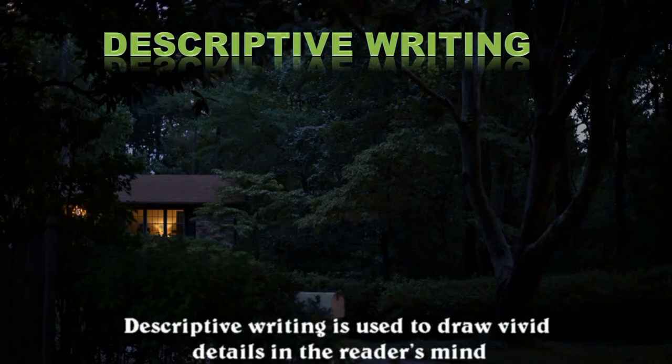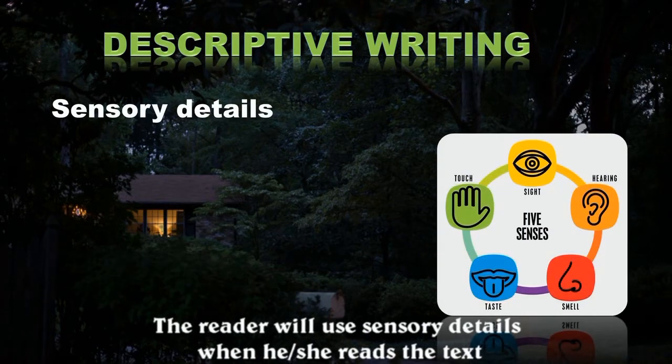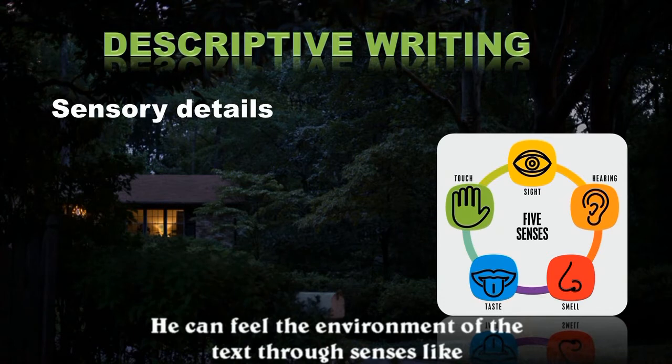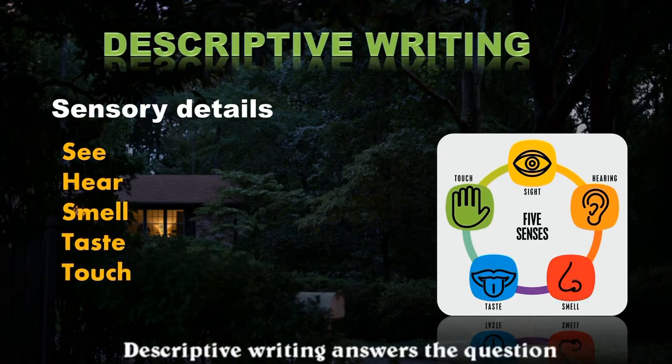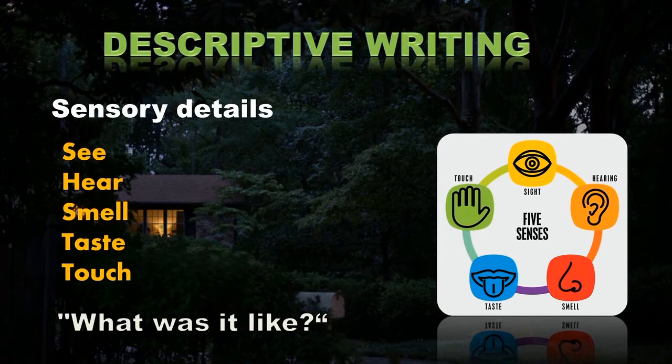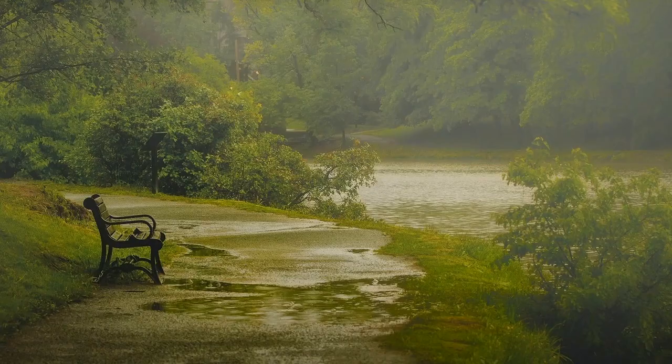Descriptive writing is used to draw vivid details in the reader's mind. The reader will use sensory details when he or she reads the text. He can feel the environment of the text through senses like seeing, hearing, smelling, tasting, or touching. Now to sum it up, descriptive writing answers the question, what was it like? These styles include a journal, travel writing, biographies, poetry, diary writing, nature writing, etc.